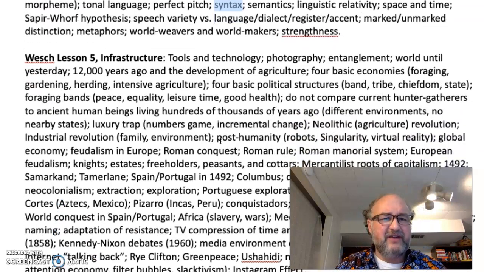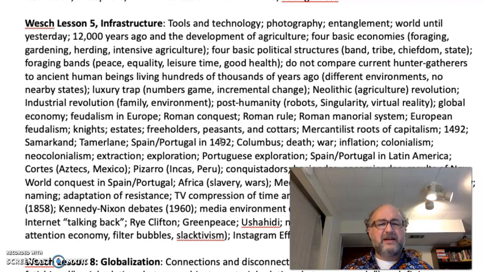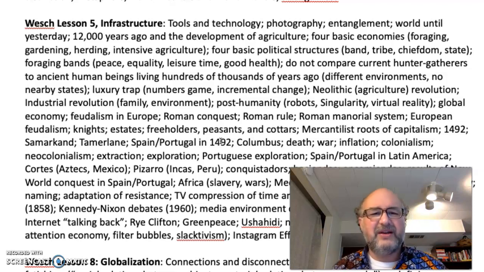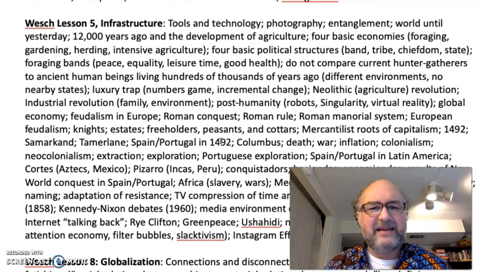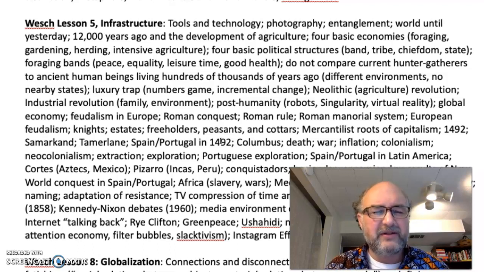Lesson 5, infrastructure. We have tools and technology, talking about the tools who make us, and then we make the tools, and then the tools remake us. Photography and entanglement, living in this world.